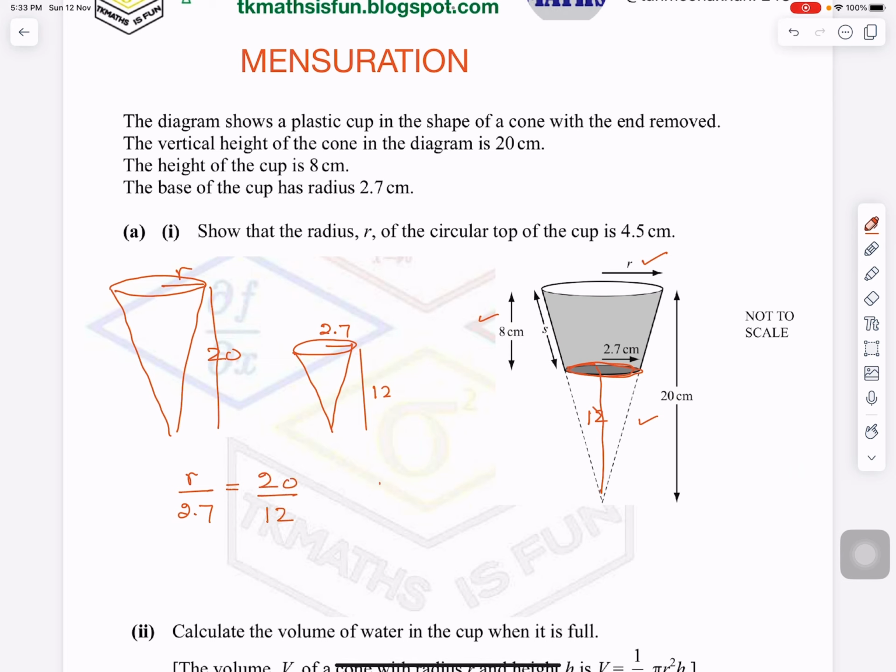So now I will solve this. Let me take out the calculator. You can take out your calculator. So the answer is 4.5 centimeter, which we had to prove. So this is proven here.